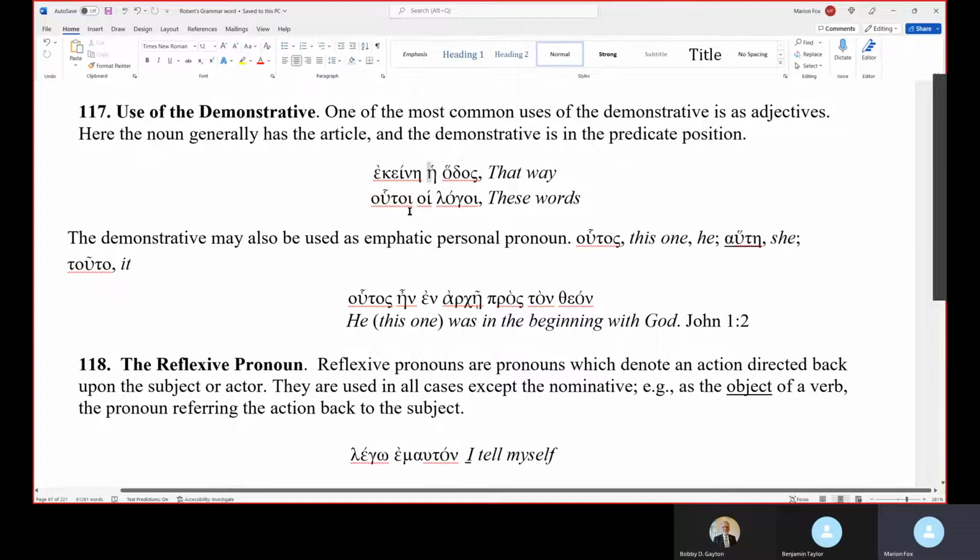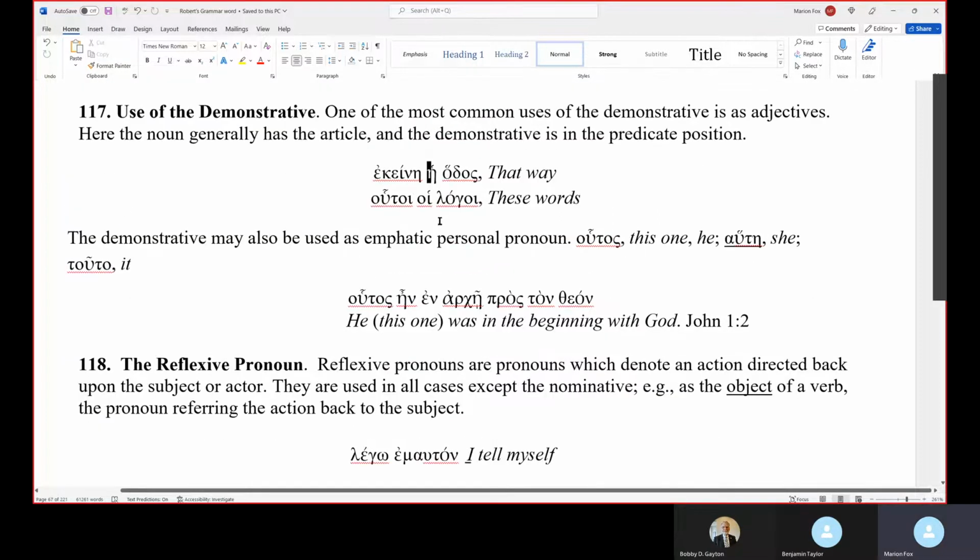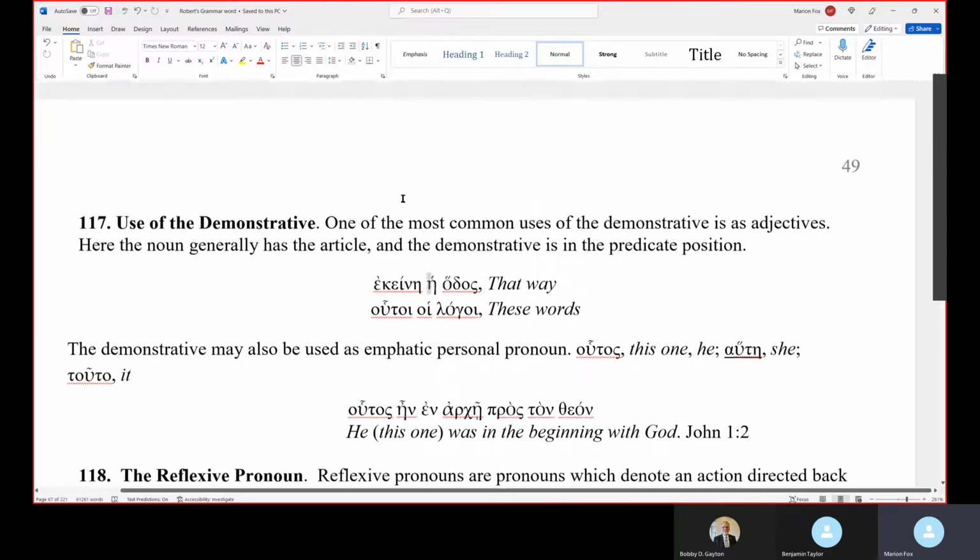Hutoi, hoi, logoi. And so these, the words, and we leave the off. That's just how English and Greek differ in how they use the article. Okay. Right. Any questions there? All right. So that's these, and of course you look at that form. Let's go back up and take a look at it.